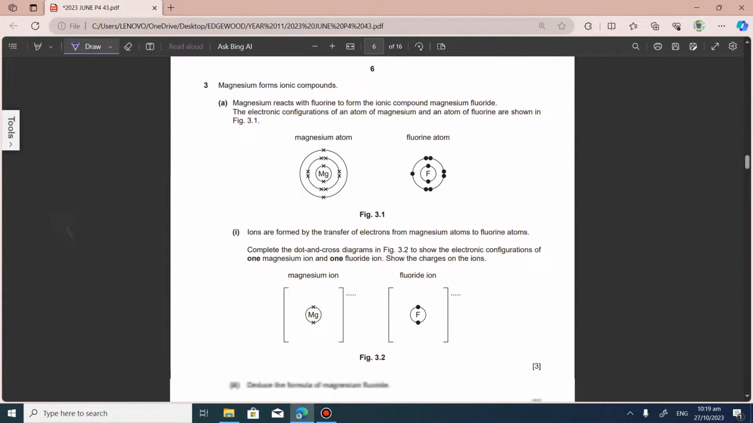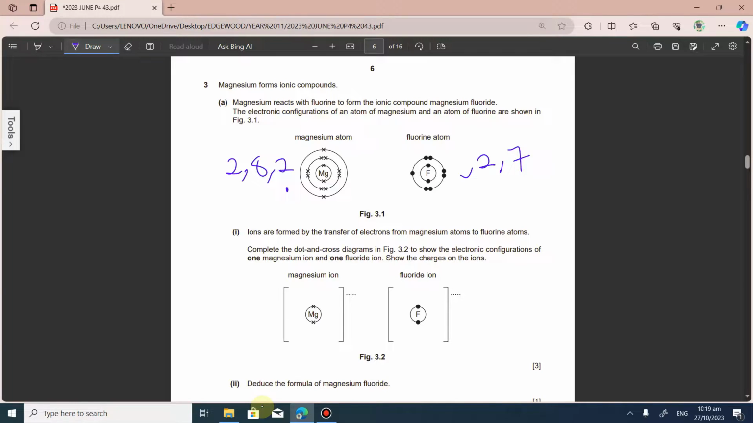Alright, so we move to another question here. It says magnesium forms ionic compounds. Magnesium reacts with fluorine to form the ionic compound magnesium fluoride. The electronic configurations of an atom of magnesium and an atom of fluorine are shown in this figure. So we can see the electronic configuration of magnesium here and that of our fluorine here. So what I would like us to do is to write out the configuration quickly. So that's 2 electrons in the first shell, followed by 8 electrons, followed by 2 electrons. Okay, and then for the second one, we have 2 electrons, followed by 7 electrons.